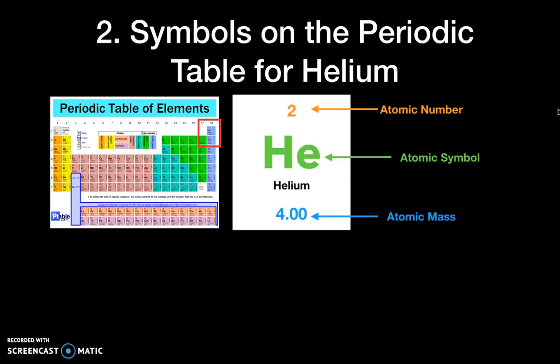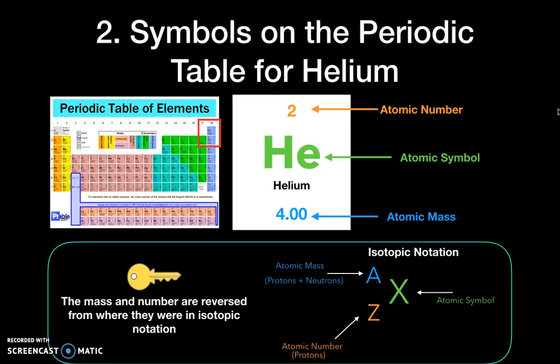So key point is the difference between symbols on the periodic table and isotopic notation is that the mass and your atomic number are reversed now from where they were on isotopic notation. Also, you can notice in isotopic notation, all the mass number and atomic numbers are written on the left side. On the periodic table, it kind of looks like this square on the periodic table.